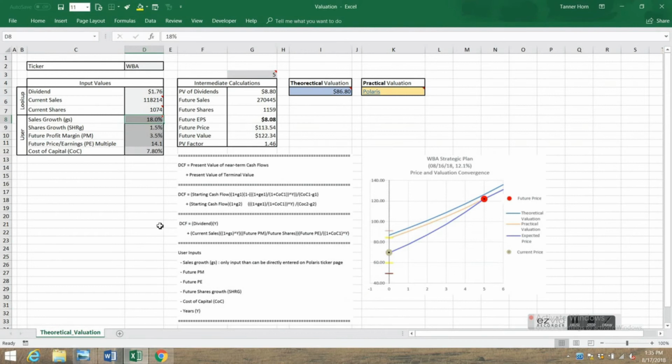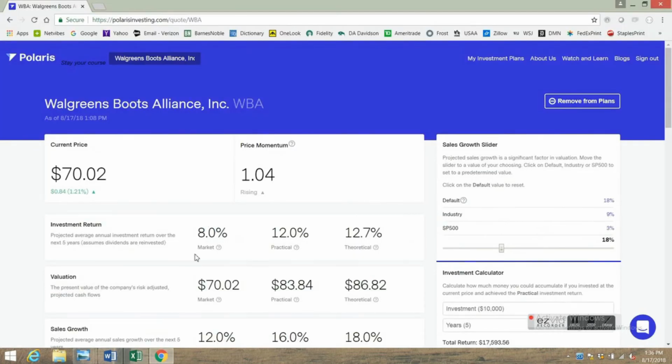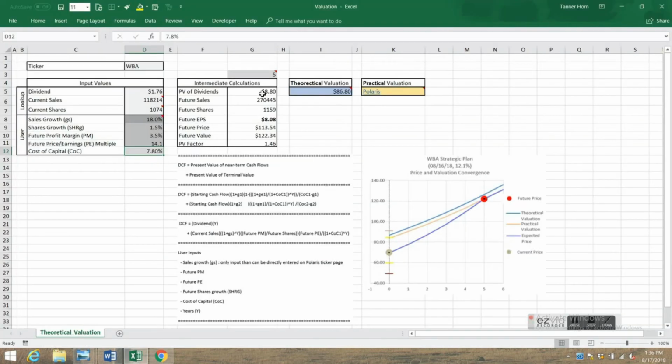when you bring up Walgreens. Share growth, I already showed you that at the bottom of the site that's been defaulted to. The profit margin was 3.5. The future price earnings multiple is 14.1. Cost of capital, 7.8. If you go out to here, you see it's 8.0, so it's just been rounded up. All right, so intermediate calculations that are done to come up with the eventual theoretical valuation.